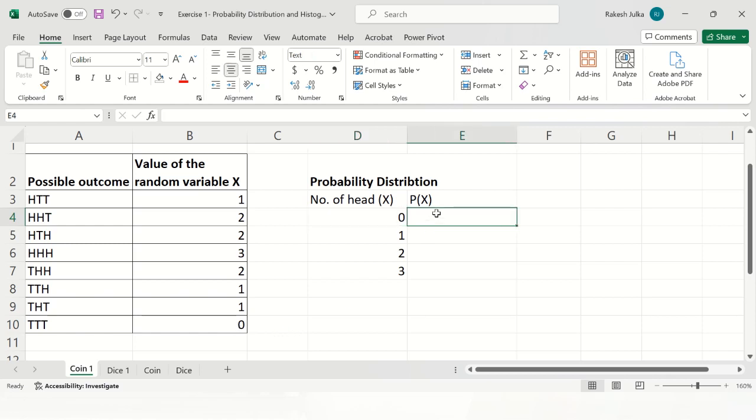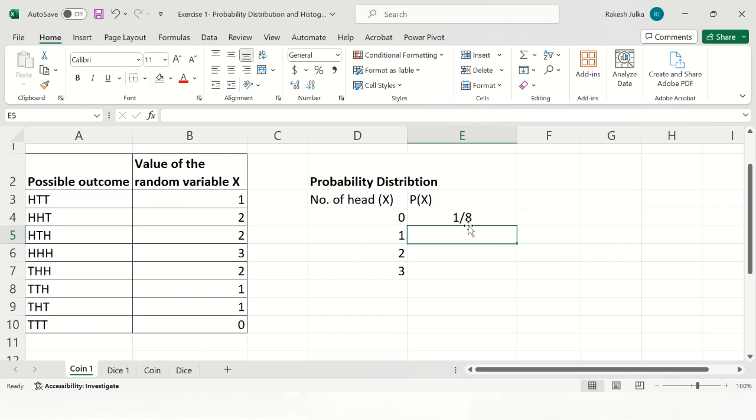So we can write 1 divided by 8. How has the 8 come? The 8 is like 1, 2, 3, 4, 5, 6, 7, and 8. So these are the 8 possible outcomes. From the 8 outcomes, there is one possibility that no head will come, meaning 0 heads will come.